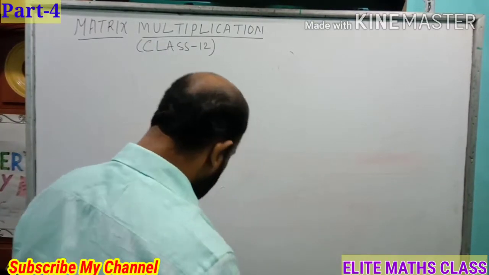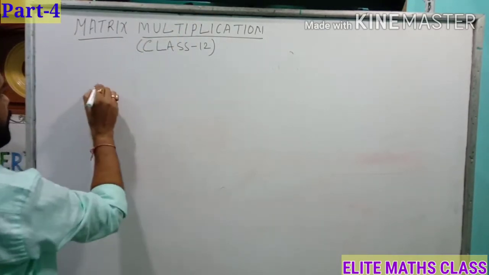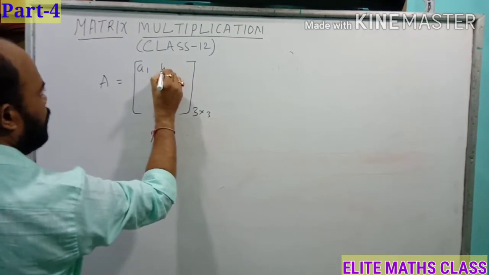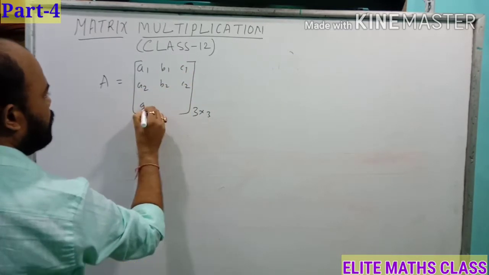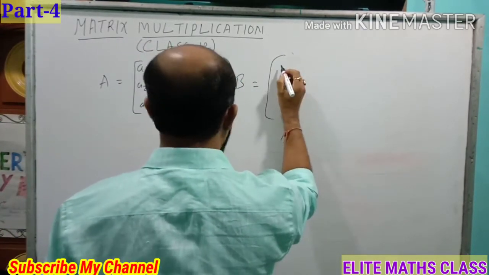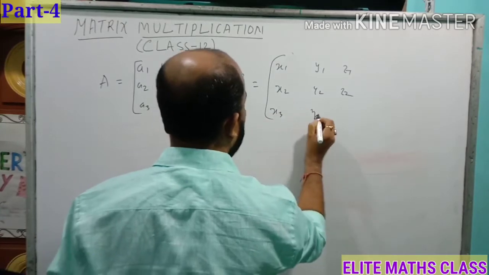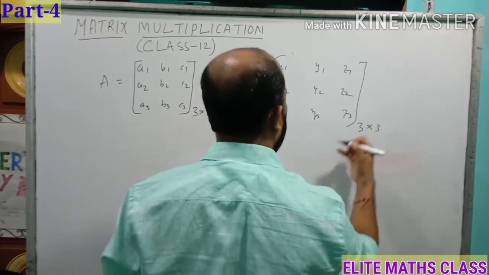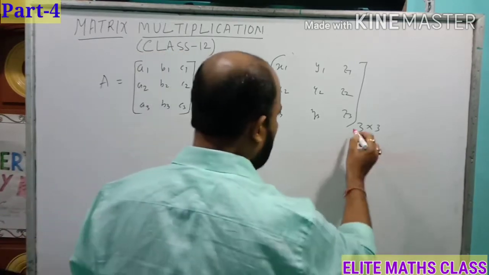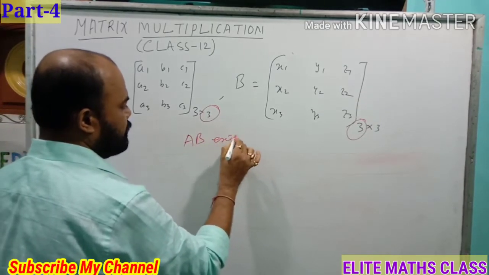To understand the product or the multiplication very easily, let us take two square matrices. Let A be a matrix. First, I am taking 3 by 3. Say A is a matrix of order 3 by 3 with entries a1, b1, c1, a2, b2, c2, a3, b3, c3, and another matrix B of the same order 3 by 3. Say it is x1, y1, z1, x2, y2, z2, x3, y3, z3. See here, the number of columns in the matrix A is 3 and the number of rows in the matrix B is also 3. So this implies that AB exists.